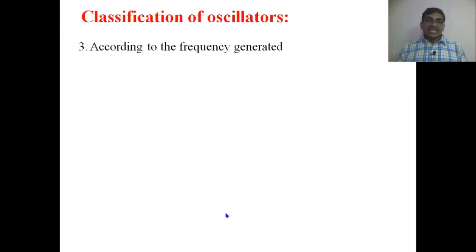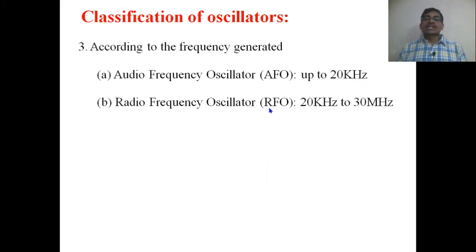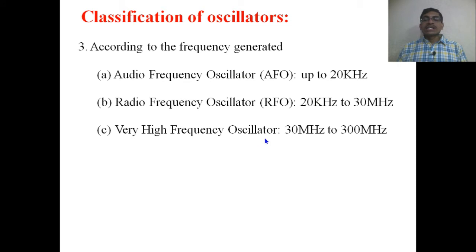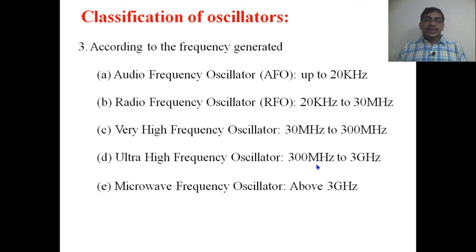The third classification for oscillators is according to the frequency generated. These are divided into audio frequency oscillator, AFO, up to 20 kHz; radio frequency oscillator, 20 kHz to 30 MHz; very high frequency oscillator, 30 MHz to 300 MHz; ultra high frequency oscillator, 300 MHz to 3 GHz; and microwave frequency oscillator, above 3 GHz. These are all the classifications based on the frequency generated by the oscillator.